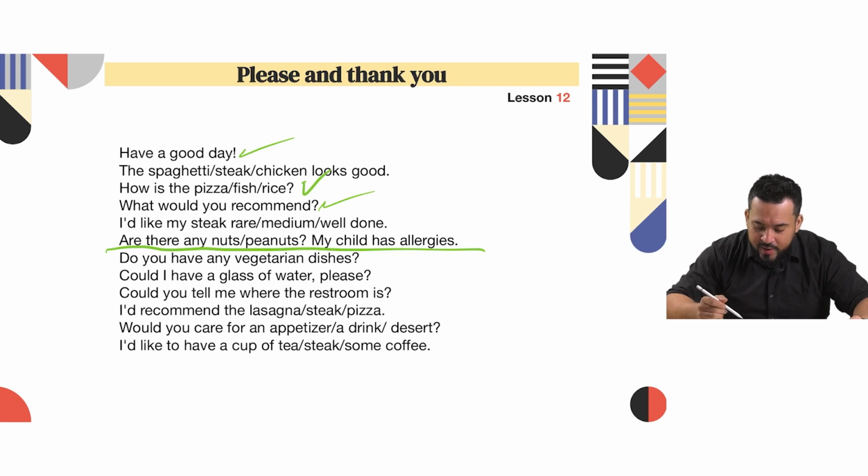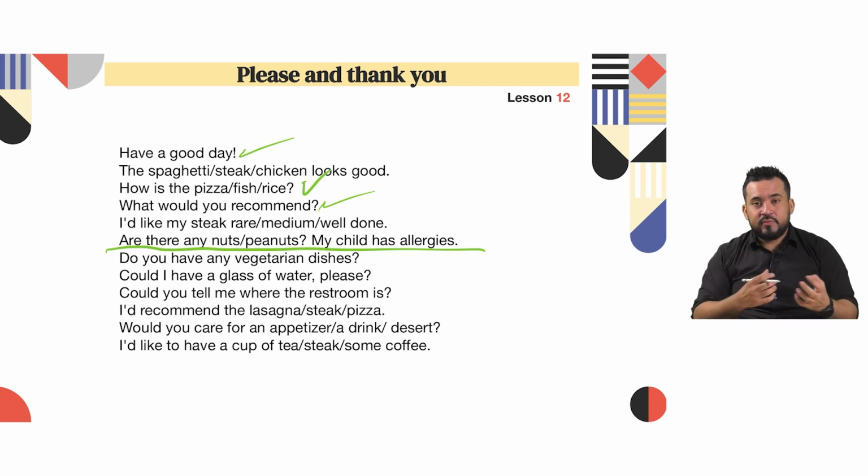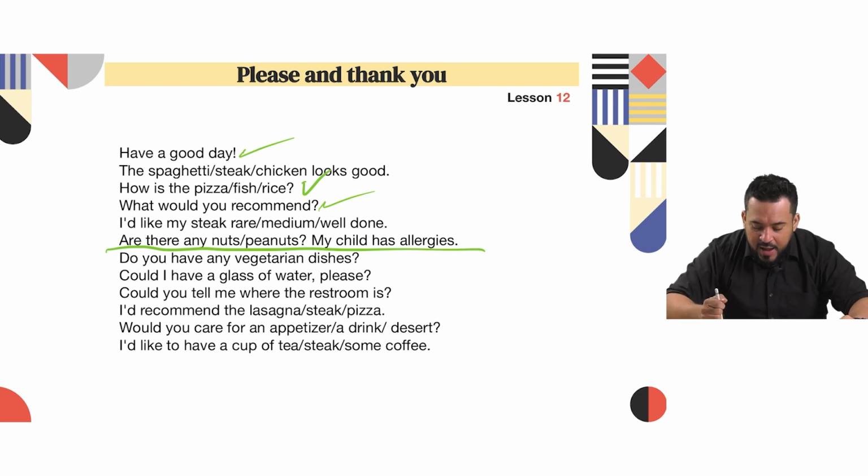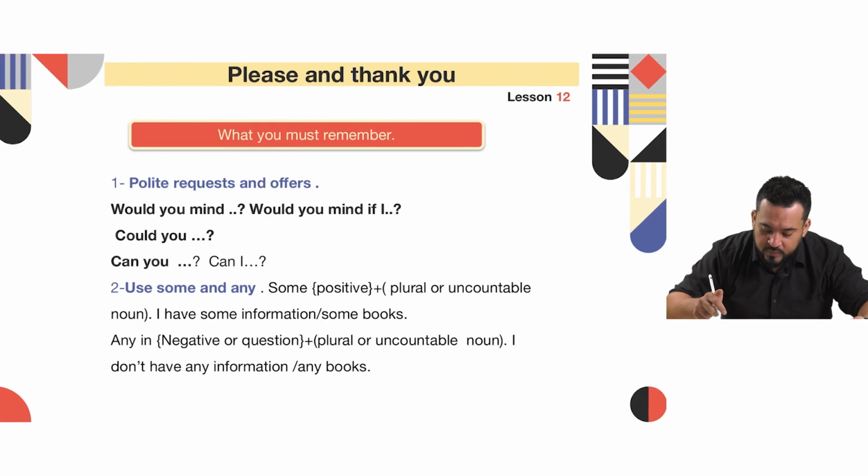Would you care for an appetizer, or would you care for a drink? Would you care for dessert? This is again by the waiter. Appetizer is what you have before your meal. A drink or a dessert. Dessert is something sweet you have after your meal. I'd like to have a cup of tea. I'd like to have a steak, or I'd like to have some coffee.